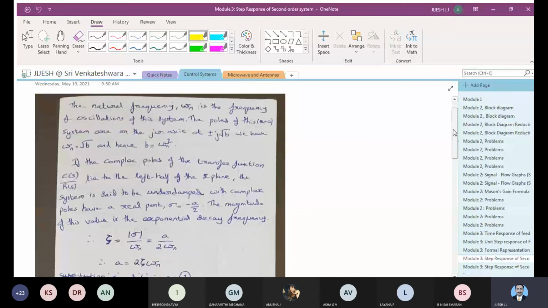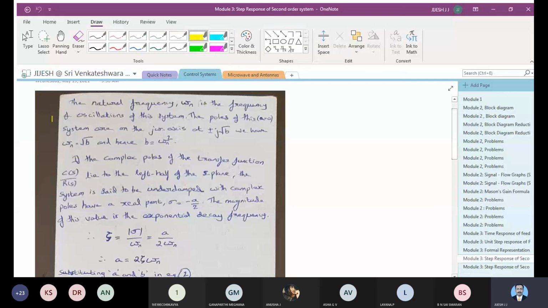So the natural frequency omega n, we have already seen, is the frequency of oscillation of the system. The poles of this system for a is equal to 0, we have just discussed now. When a is equal to 0, the poles will be on the j omega axis at plus or minus j root b. We have omega n will be root of b, and b will be written as omega n square. So what you're going to get here is b is equal to omega n square for a is equal to 0.